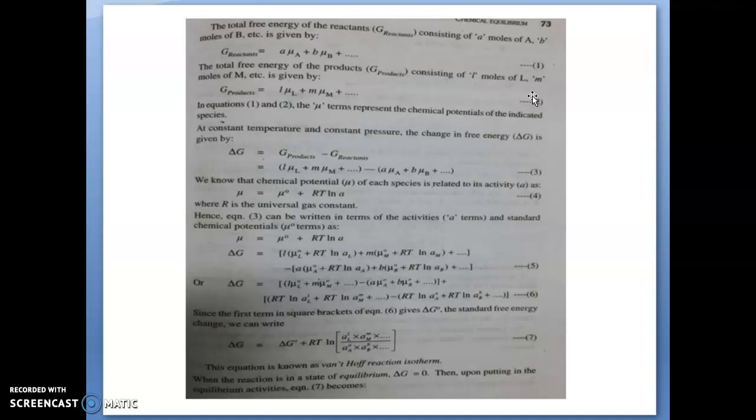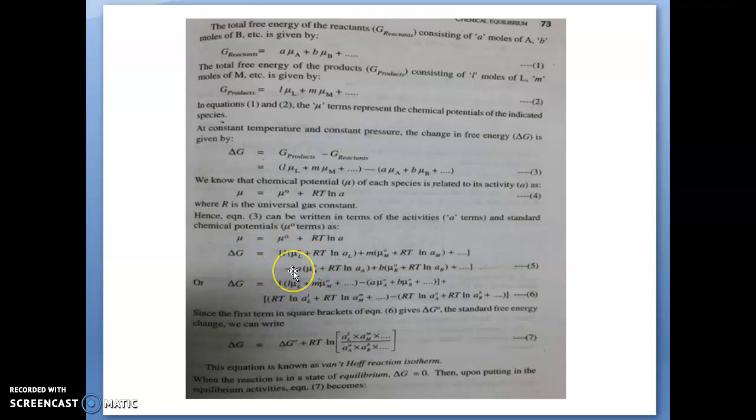At constant temperature and pressure, the change in free energy can be written as delta G = G product minus G reactant. So this is the G product and this is the G reactant. We know that previously we saw mu = mu0 + RT ln a. So everywhere the mu is coming, we represent it in terms of the standard chemical potential.